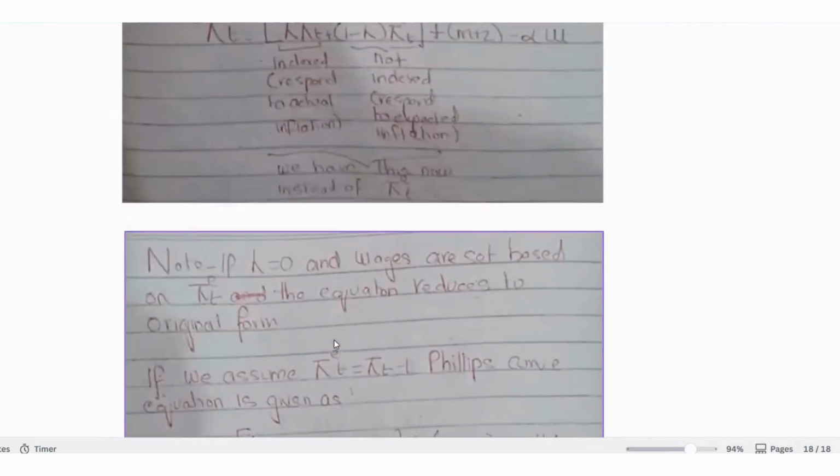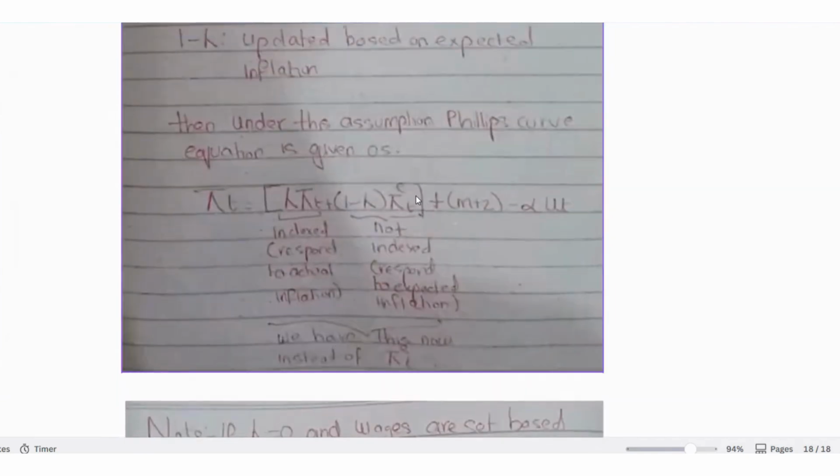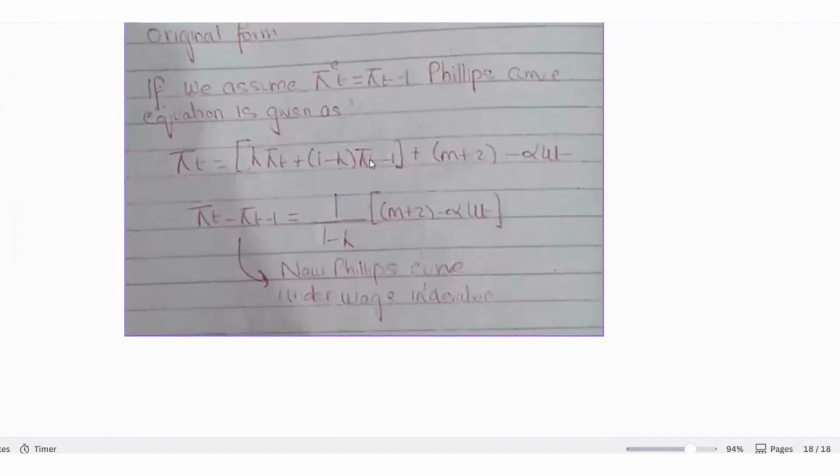Right, so if we assume now pi^e t is pi t minus 1, if we're assuming adaptive expectations, that pi^e t is pi t minus 1 over here. So here we have, then, the Phillips curve equation given as this. And here we can take pi t minus 1 to the other side, and then we will get the new Phillips curve under wage indexation with the assumption that pi^e t is pi t minus 1.